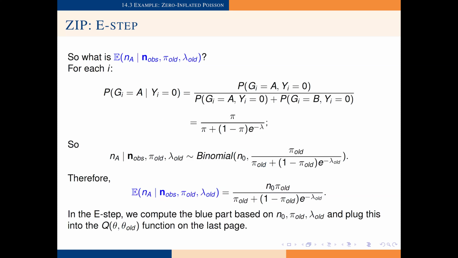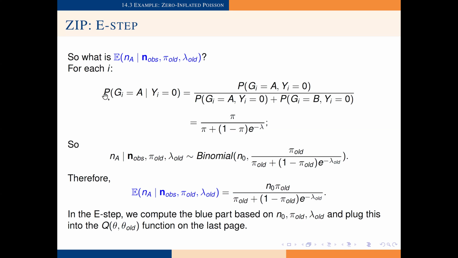For each individual i, they can come from two possible groups. They can either come from group A or group B. We don't know, but we can observe their counts. We know that for someone who has a count of number of drinks that's greater than 1, then they definitely come from group B. For someone who has a reported number of drinks equal to 0, there's some chance that they're from group A and some chance that they are from group B.